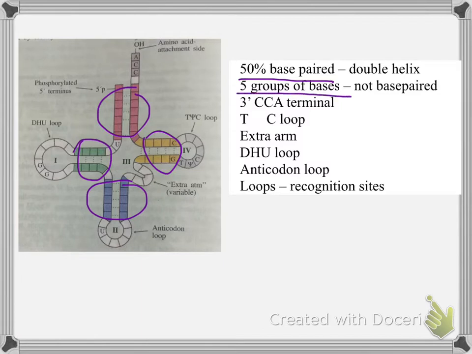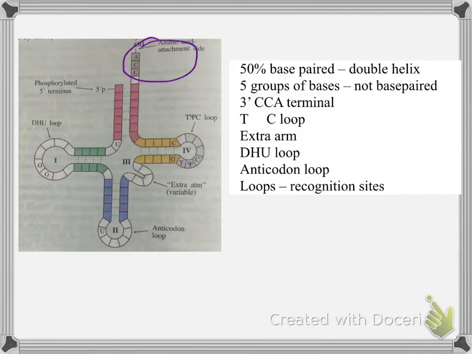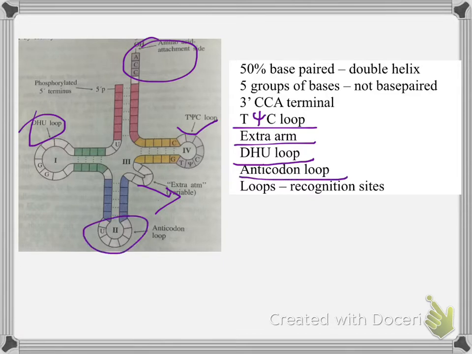But 5 groups of bases are not base paired. They are the 3' CCA terminal, the T psi C loop, the extra arm, the DHU loop (dihydrouridine loop), and the anticodon loop. These are not base paired.